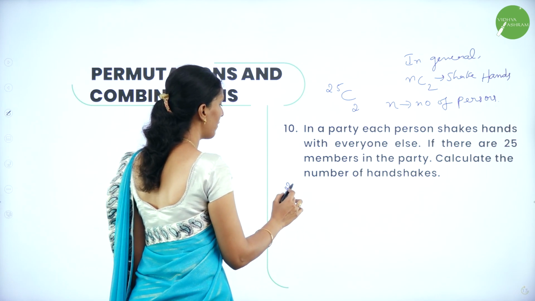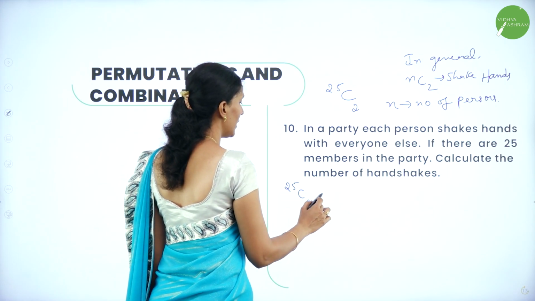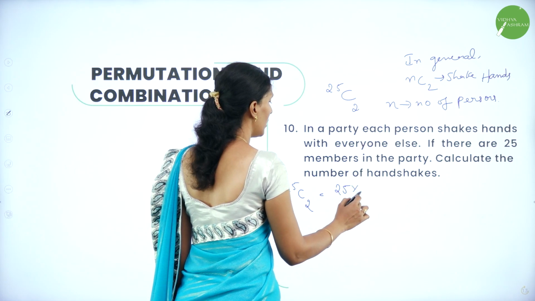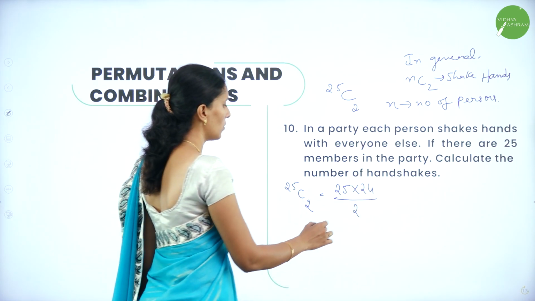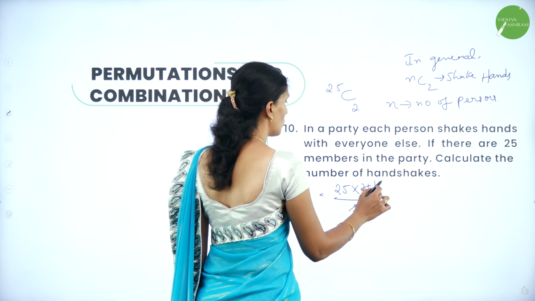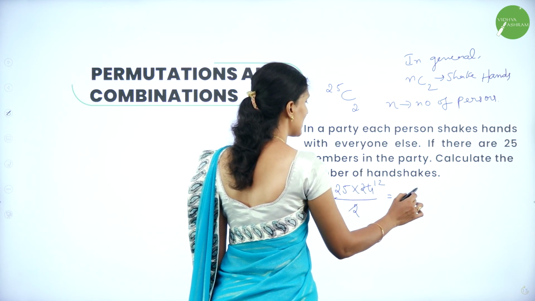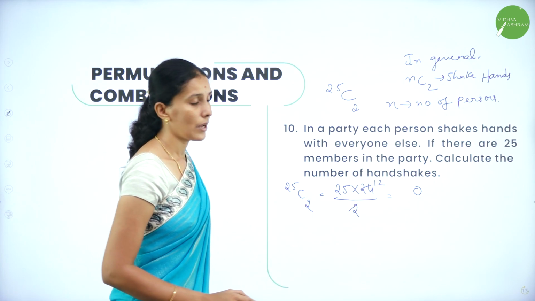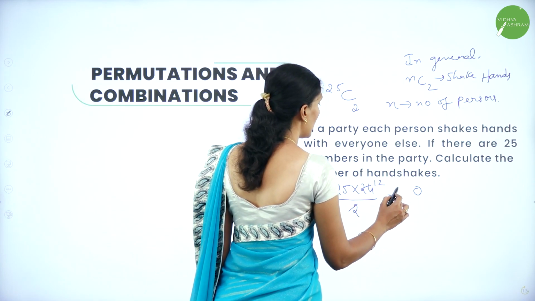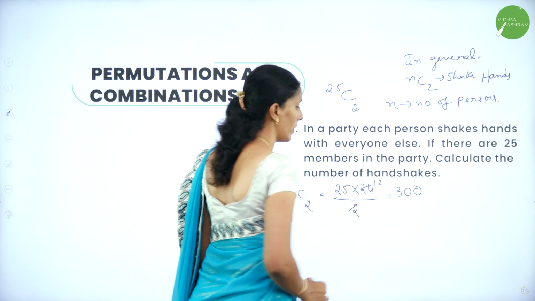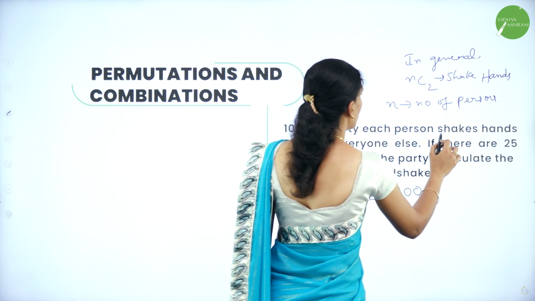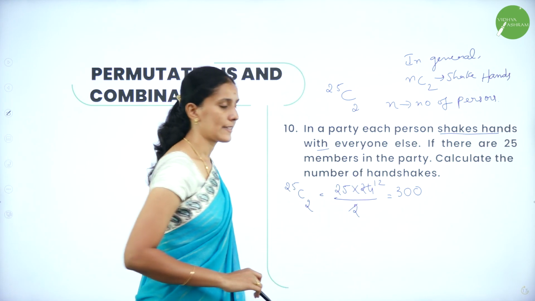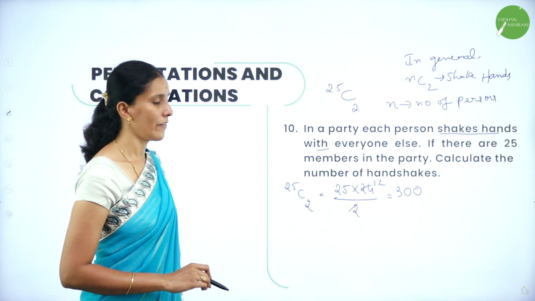So what is 25C2? It is 25 into 24 divided by 2. So this is 12 into 25. 12 5s are 60, 12 2s are 24, that is 300. So there will be this number of handshakes, that is 300.